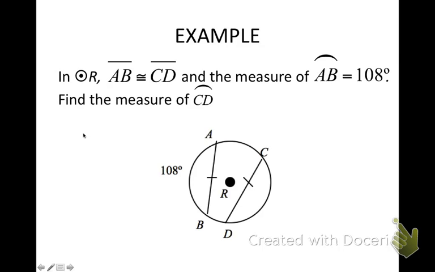So in circle R, we're given that AB is congruent to CD, which are my two chords. The measure of arc AB is 108 degrees. So what does the measure of arc CD need to be? 108. Perfect. So the measure of arc CD is equal to 108 degrees.